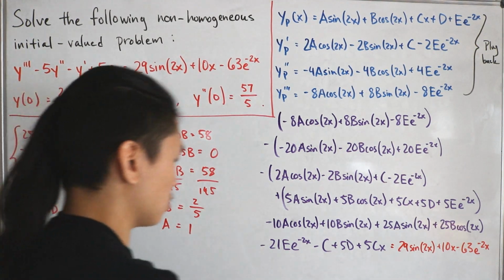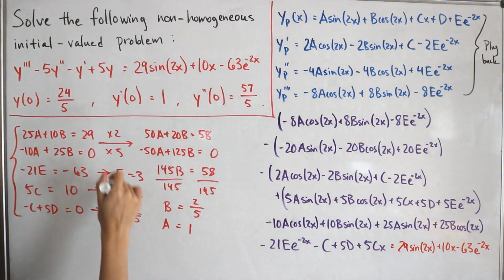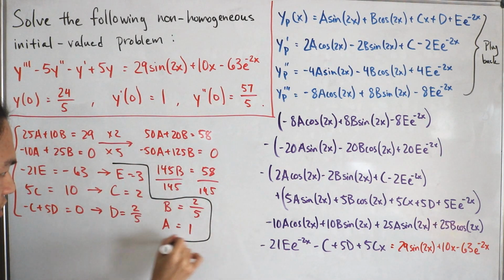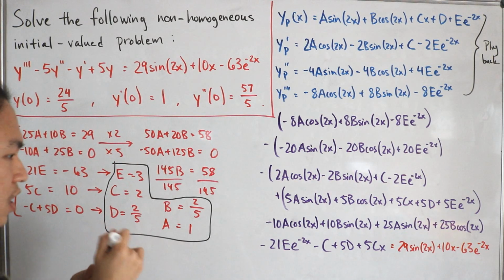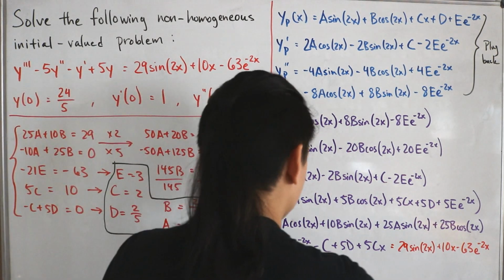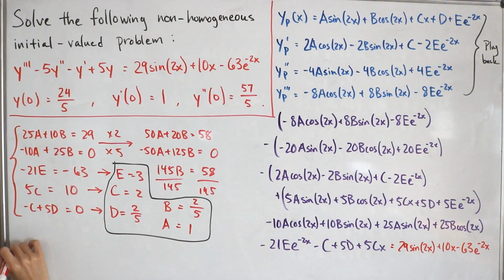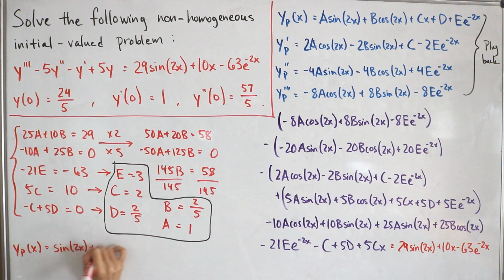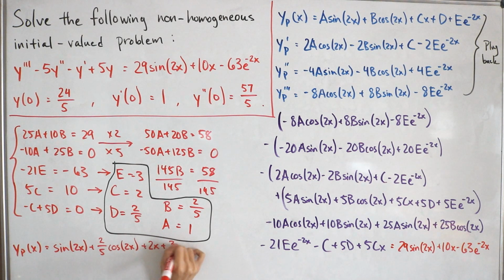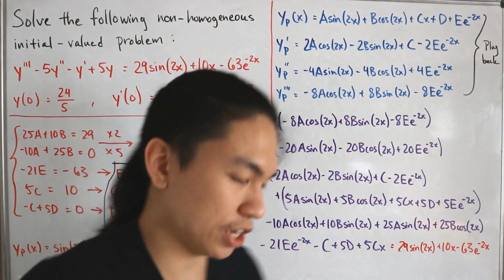So that means we already solved for our 5 unknown coefficients from the particular side of the equation, just like that. Now all we have to do is substitute everything back in, and that's how we get our particular solution. Therefore the particular solution y_p of x is sine of 2x, add this with 2 divided by 5 cosine of 2x, plus 2x, and then add this with 2 divided by 5, and then plus 3 times e to the negative 2x. So therefore, this is our particular solution.